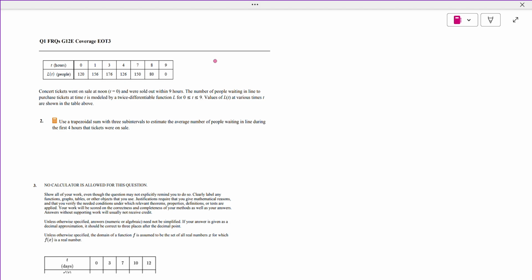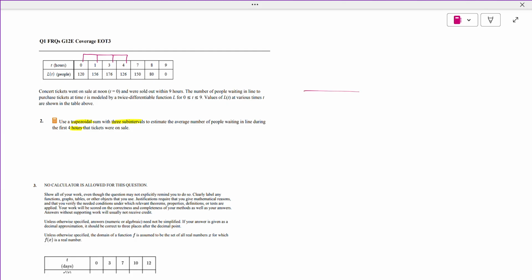It says use a trapezoidal sum with the 3 sub-intervals to estimate the average number of people waiting in the line during the first 4 hours. Not the whole table, only 4 hours, and use the trapezoidal sum. The question also says 3 sub-intervals. So the 3 trapezoids we are going to use are going from 0 to 1, 1 to 3, and 3 to 4.